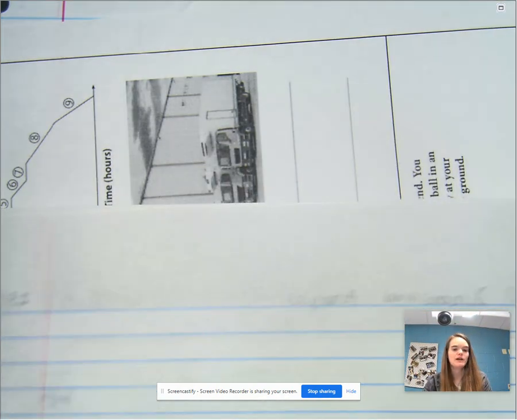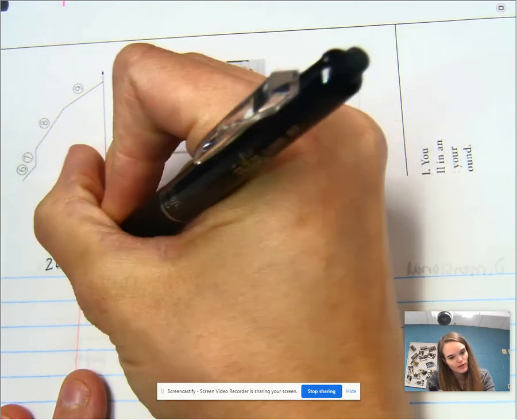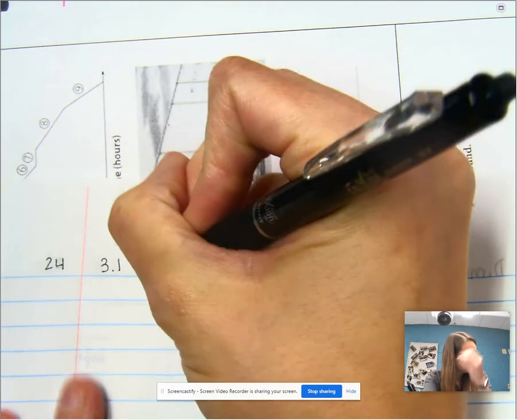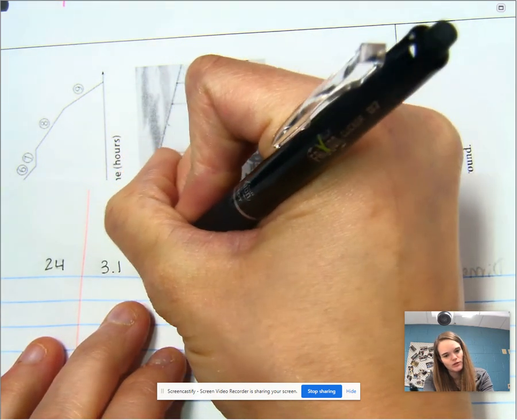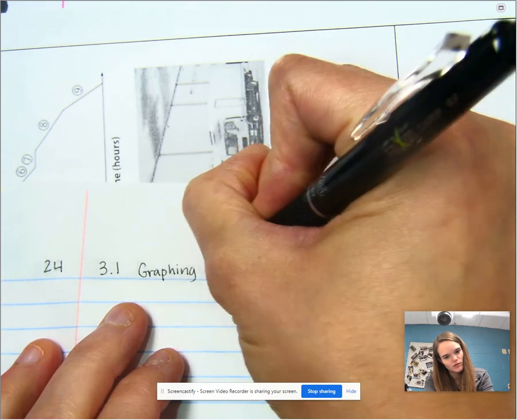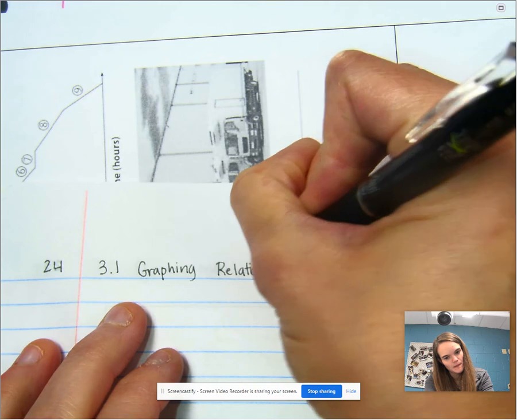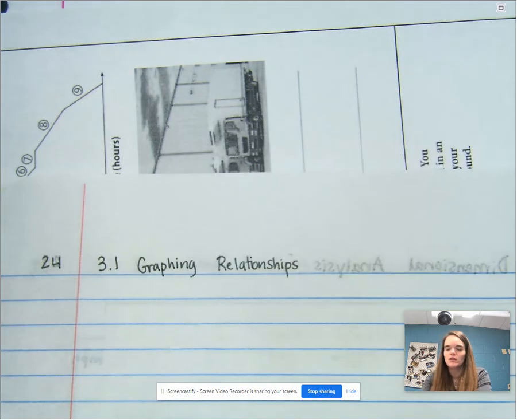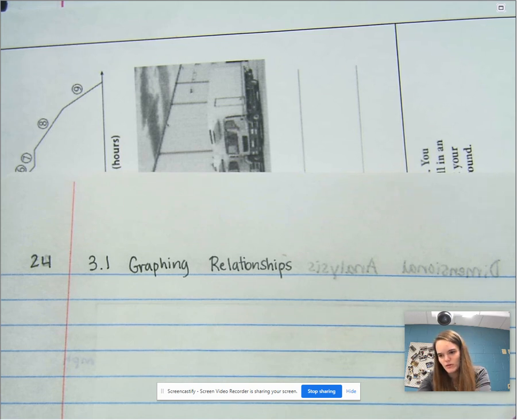On page 24 of your notebook, I want you to go ahead and label it 3.1, graphing relationships. And you're going to label 24 and 25, graphing relationships. So 3.1, graphing relationships.